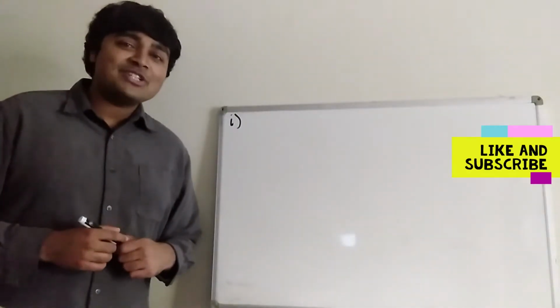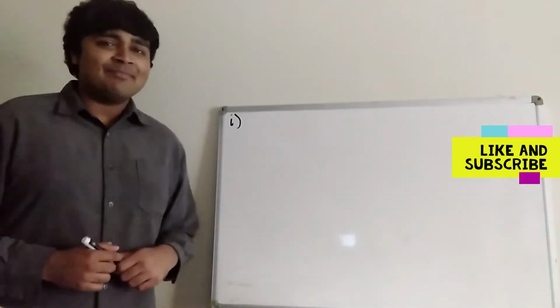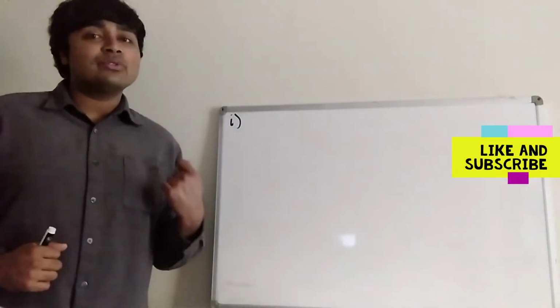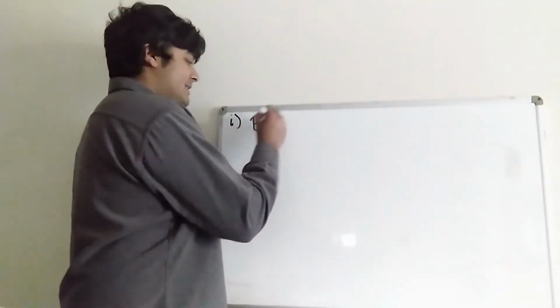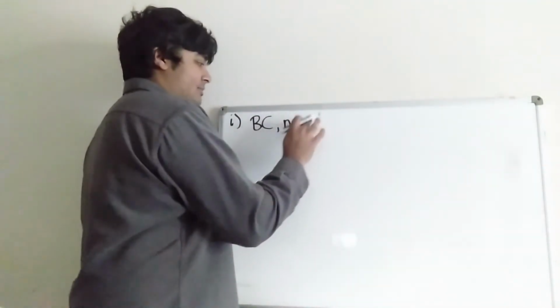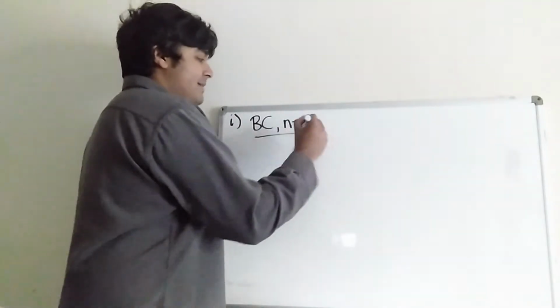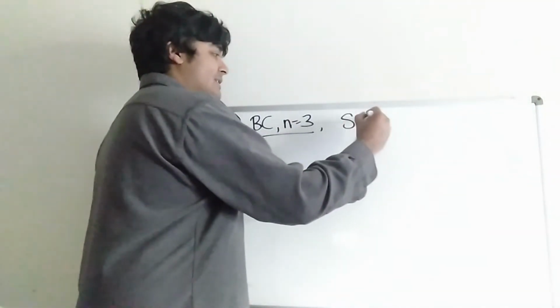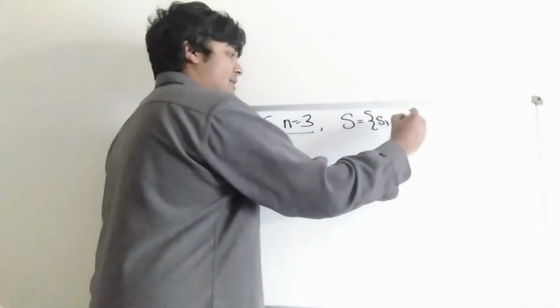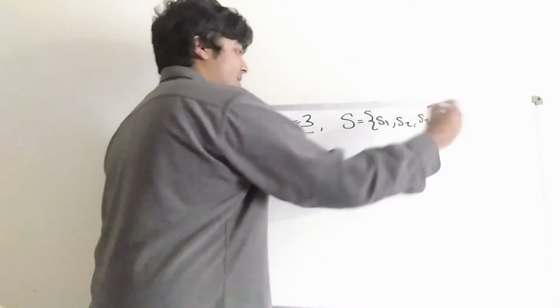Okay, so for part 1, we're just going to use induction on n. So let's look at the base case where n equals 3, so S just contains 3 elements. So this is the base case, n equals 3, and S has just 3 elements, so it's of the form S1, S2, S3.